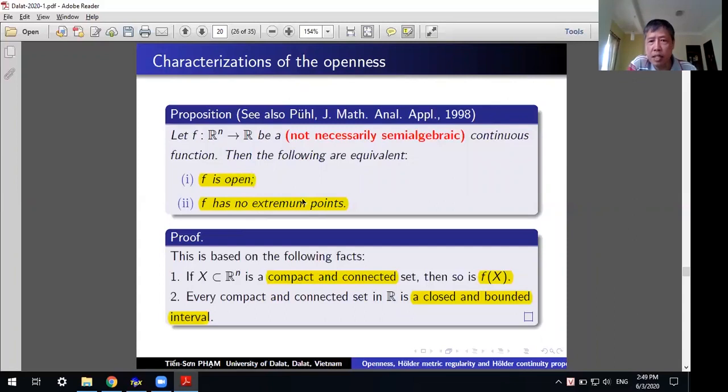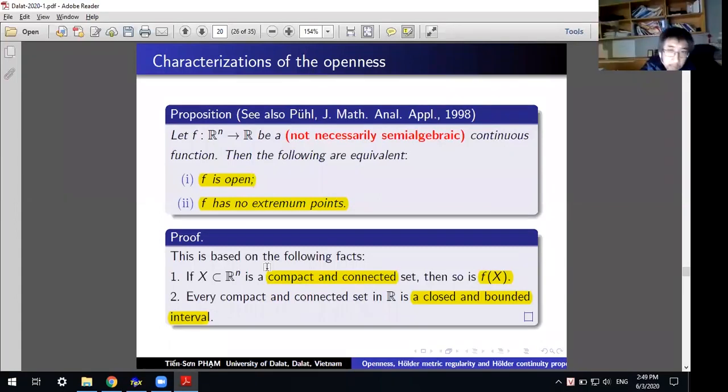There's no f is open if and only if there's no minimizer, local minimizer or maximizer. Local, and of course global. Thank you. Thank you very much.